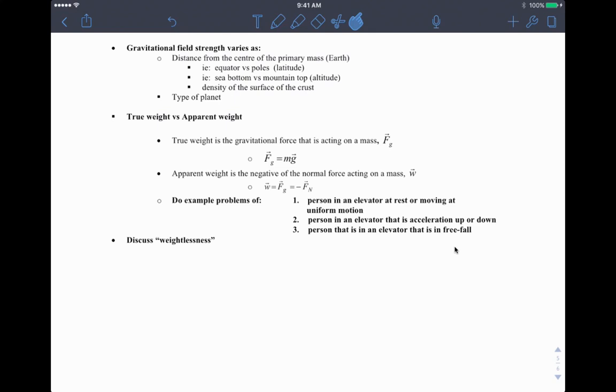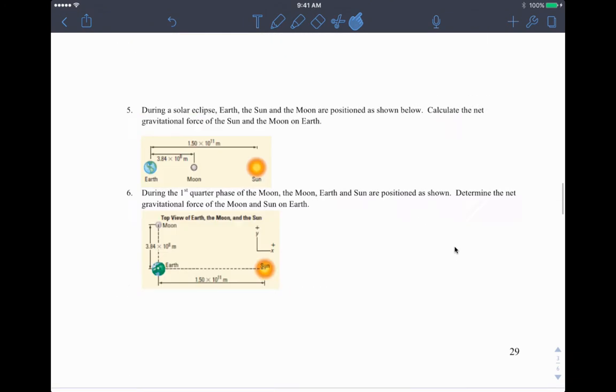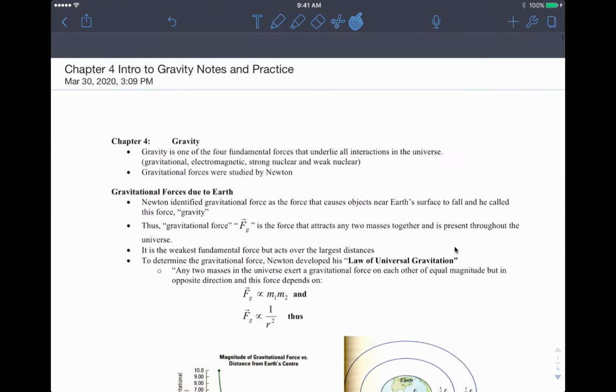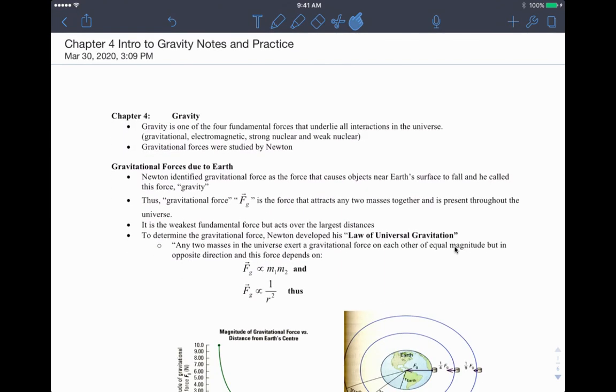Hello, Physics 20s. I want to go through the notes on gravitational field strength and just the force of gravity. I'll add a couple of things and give you some tips as you're working through some of these practice questions. Let's go back to the top. So these are the introductory notes to gravity.